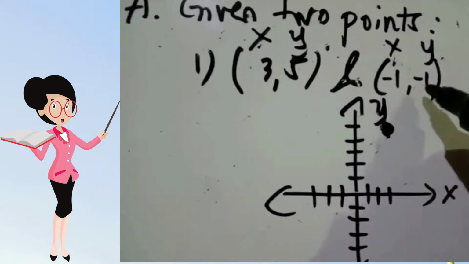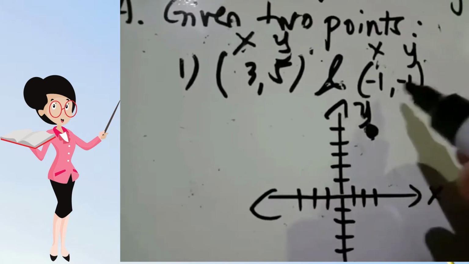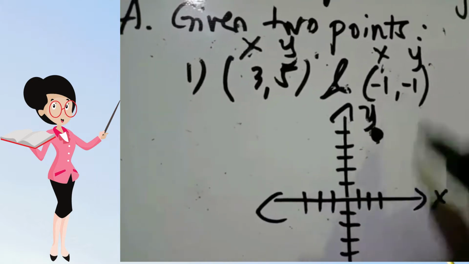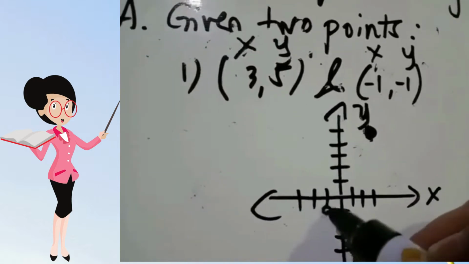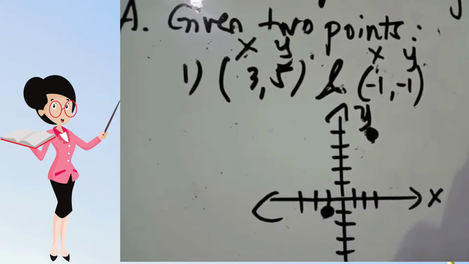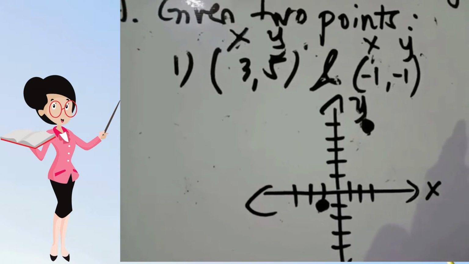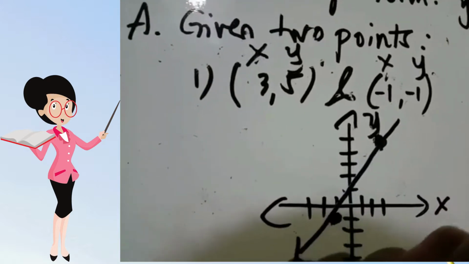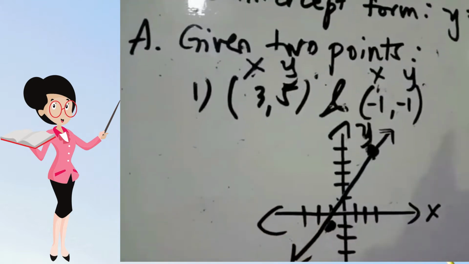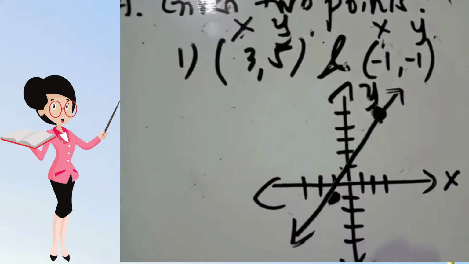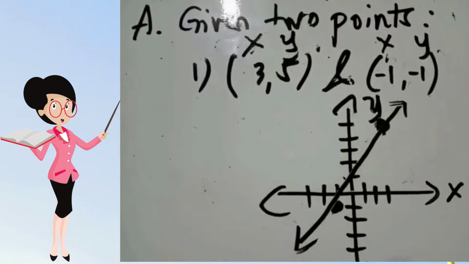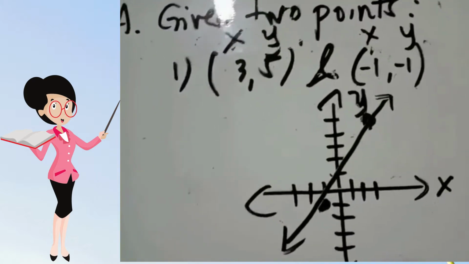So, this one, -1, -1. Nasaan si -1, -1? Ito si -1 na x, and then sa y, -1. So, ito ang kanilang point. Then, afterwards, connect the 2 points. So, let's connect. There you have it. Ayan ang ating graph na given the 2 points, 3, 5, and -1, -1.